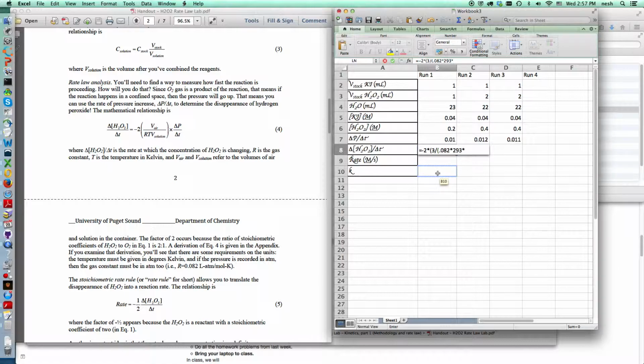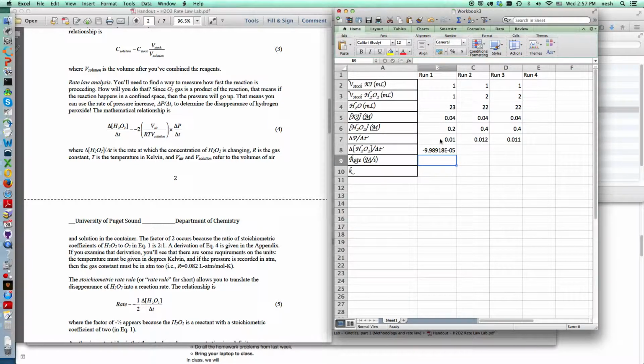And now I need to also multiply by the volume of the solution, which in my case was 25 mL in each case. And now I've got to close all those parentheses. Now I need to multiply by the slope of the pressure, but that's that box right above me right there. So I'm going to do that. Oops, I need to say times that. Okay. And now if everything's fine, I get that number.